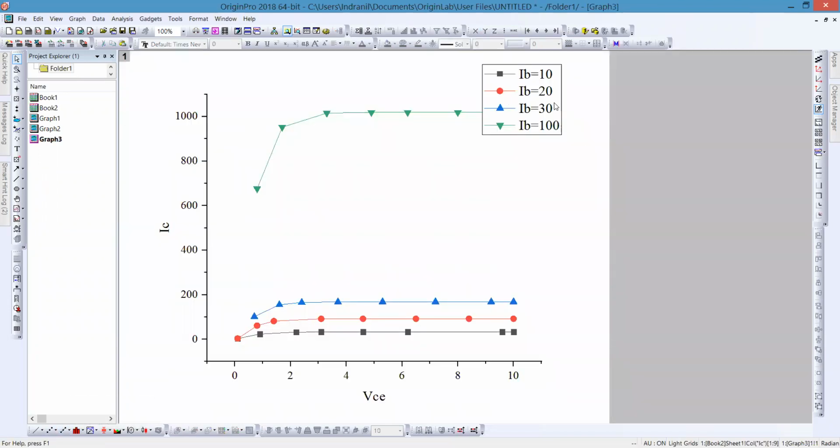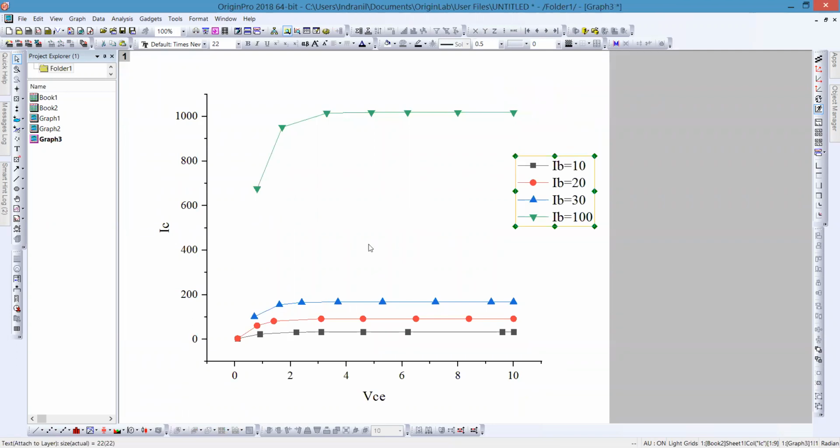Good. So now you can see, it will be better if we have another set of data in between 100 and 30 microampere in case of base current. But you can see base current of 10 microampere, 20 microampere and 30 microampere, and this is for 100 microamps. So basically you can see there is a change. The nature is same, but the graph is shifting upwards. So this is very important. This is one of the crucial characteristics for transistor output characteristics in common emitter mode.